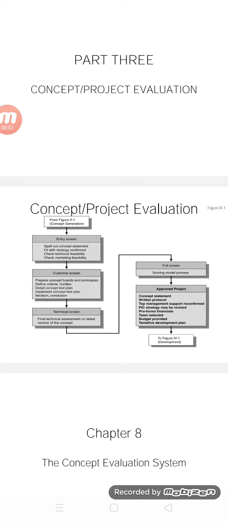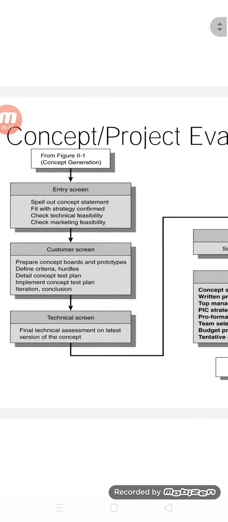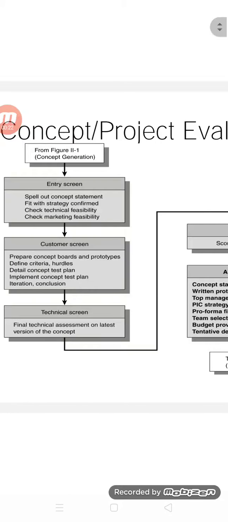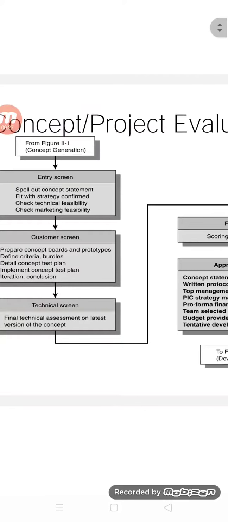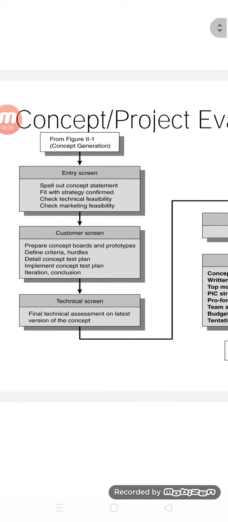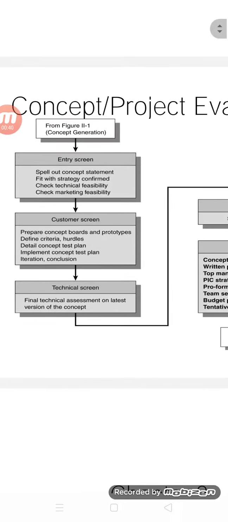Today I'm going to discuss part 3, which is concept and project evaluation. So this is the concept project evaluation, which every stage of the project has to go through: entry screen, customer screen, technical screen, full screen, until the project has been approved by the top management. So these are the stages or phases that need to be gone through by the product management team.